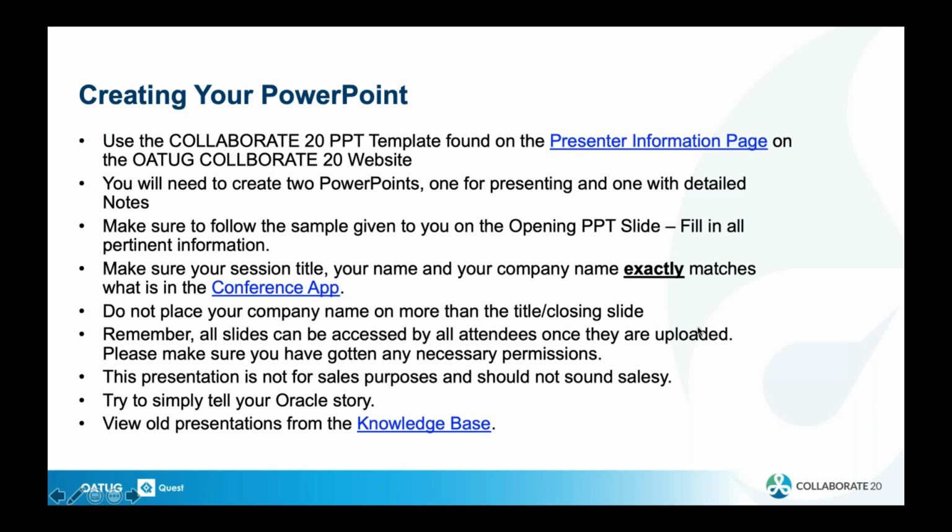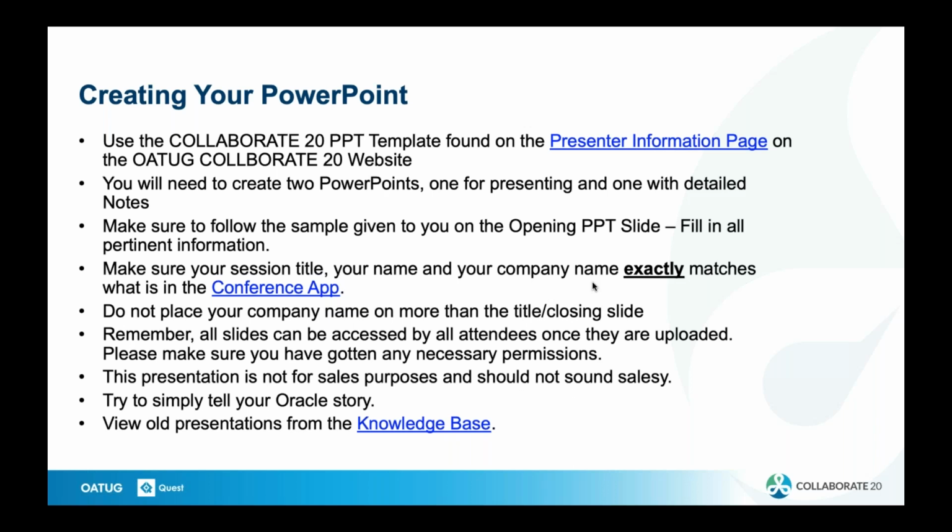Next up, creating your PowerPoint. So again, you're going to want to use that Collaborate 20 PowerPoint template found on the presenter information page. You're going to download that. Now, one of the things that we asked our presenters to do is to actually create 2 PowerPoints. You want to create one for presenting, similar to the one I'm presenting here. And then you're going to want to create one with detailed notes. Any of the detailed notes that you talk about or really in-depth stuff, you're going to want to use the note section of PowerPoint when creating that.